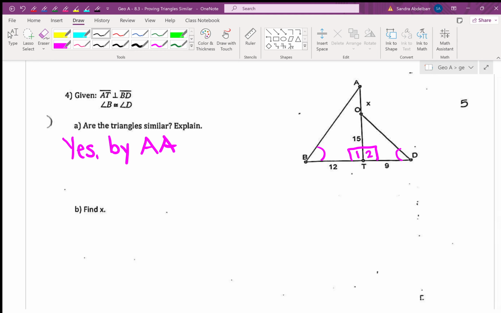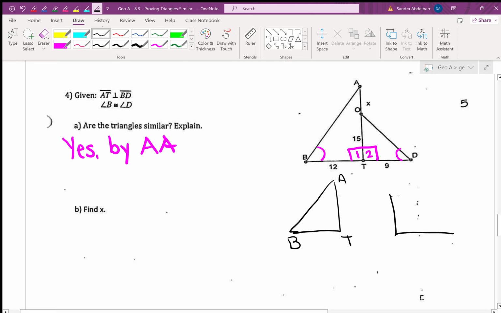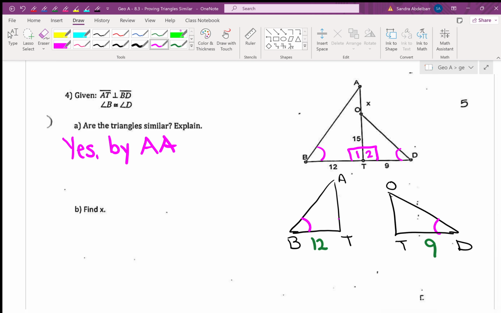Because these two triangles are similar, let's redraw them so they're not connected. This is ATB, and here is OTD. We know that BT is 12, TD is 9. Angle B is congruent to angle D. Angle 1 and angle 2 are right angles. Now, do we all agree that O to T, this segment right here, is 15? But now, A to T is not X. AO is X, and OT is 15. What's AT? How would I represent A to T?